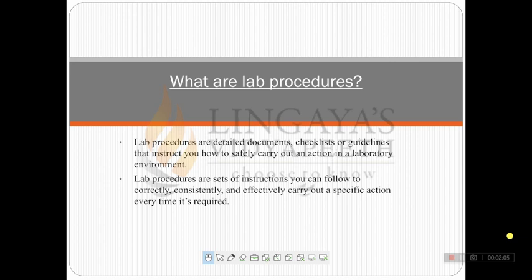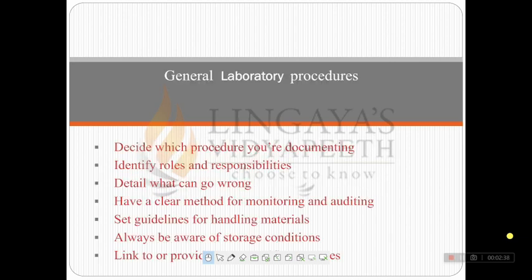So, we can say that a laboratory procedure is any procedure which involves testing or manipulating a sample of blood, urine, or other body substances in a laboratory setting. These are detailed documents, checklists, or guidelines which instruct you how to safely carry out an action in a laboratory environment. These are the set of instructions that one can follow to correctly, consistently, and effectively carry out a specific action every time whenever it is required.